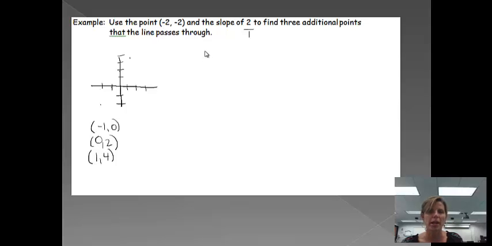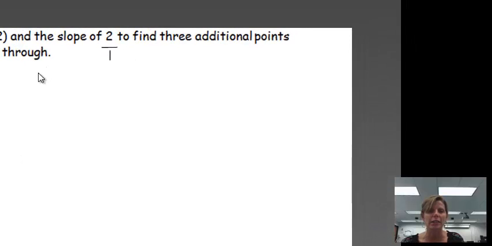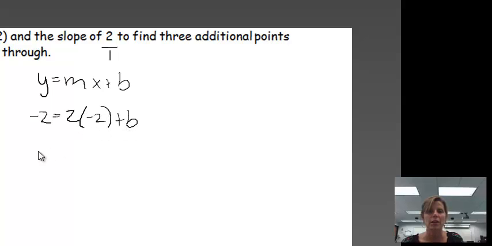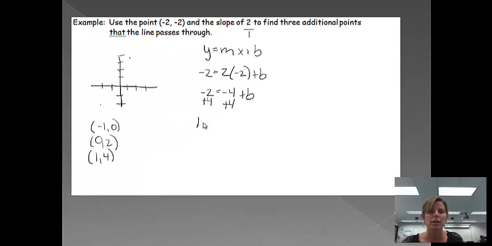Another method that I could use, if I'm more thinking analytically, I could find the equation of the line. I could put y equals mx plus b. I could plug in -2 and -2 for my x and my y. And since I know my slope is 2, I'll put that in for my m. And then I could solve for b. So I'd get -2 equals -4 plus b. Add 4 to both sides, and I'll get b equals 2. So the equation of my line would be y equals 2x plus 2.